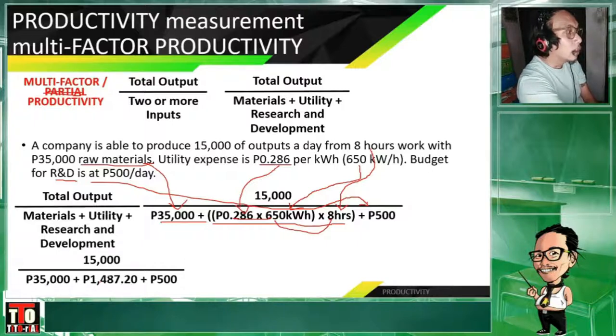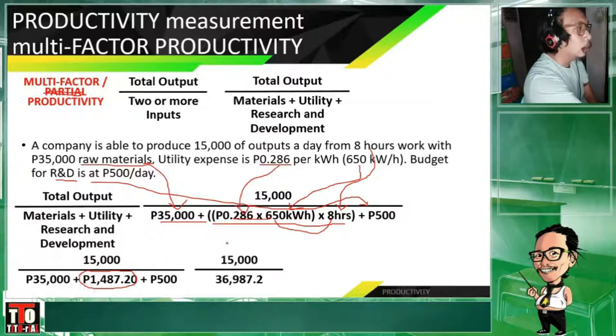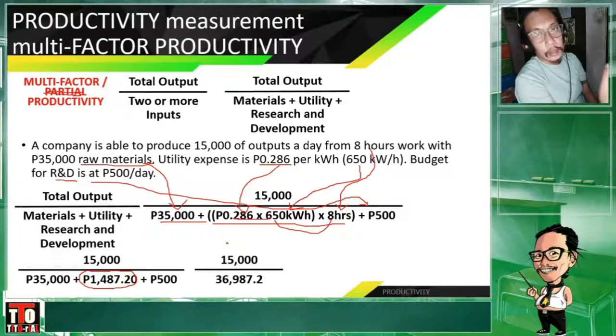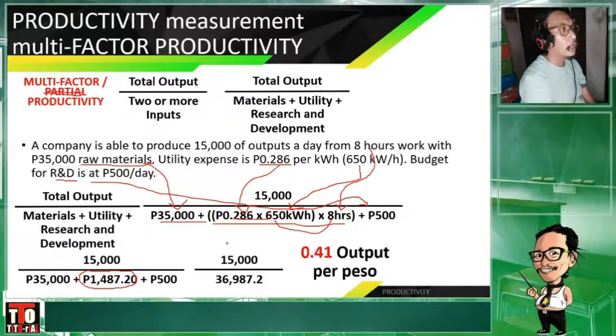Okay? Now, you will get 1,487.20 pesos. Next is to add 35,500 to this 1,487.20. So, you will get 15,000 divided by 36,987.20. Divide it, and you would have now 0.41 output per peso.